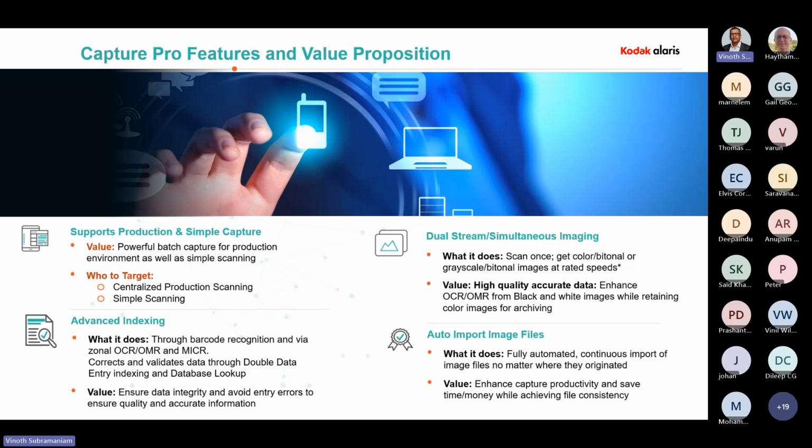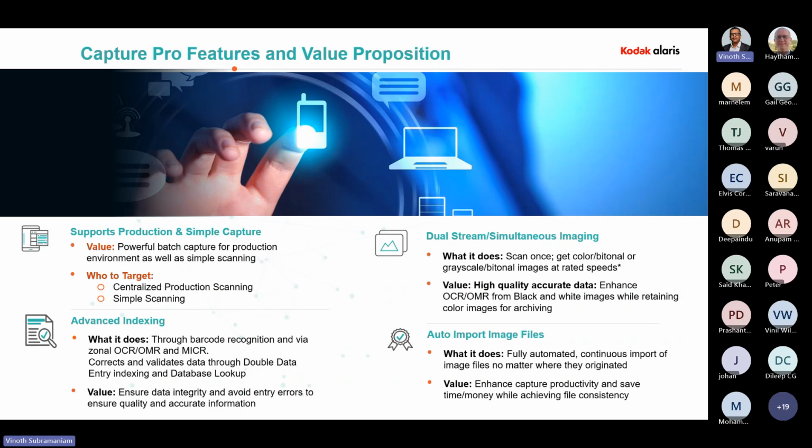So we will make a dual stream. The customer will have two images simultaneously. When you scan one single document, it will produce one black and white image and one color image. The black and white image we will use just for OCR purposes, and the color image for the archive. And as I mentioned, the high quality, accurate data.